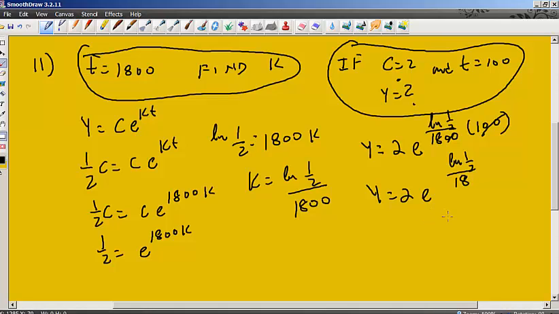Alright, now you can go ahead and do that. So, what is ln of 1/2 divided by 18 to 3 decimal places? Eva?